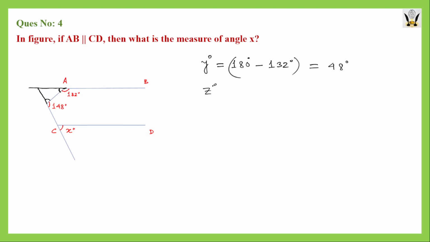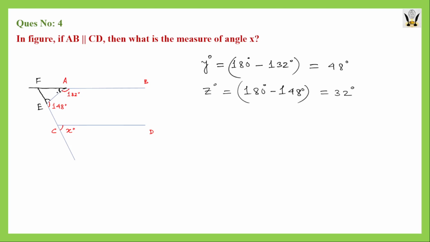So from here, the angle measure of that angle will be how much? It will be 180 degrees minus 148, which is 32 degrees. Now if we mark this triangle as AEF, we know as per the property of a triangle that the summation of the three interior angles of any triangle is 180 degrees.